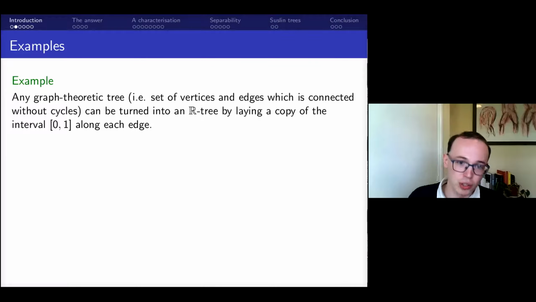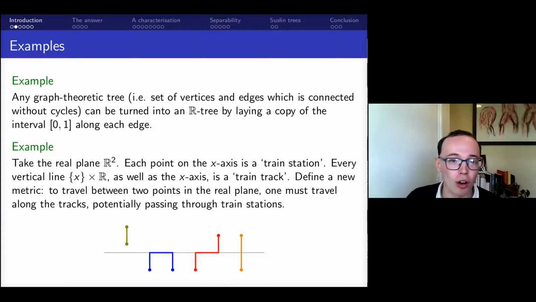Okay, but the class of R-trees is a lot more general than this, because we can allow every point to be branching, or we can allow any point to be branching, I should say. So this means that we can have branching points with arbitrarily small distance between them. So here's an example of an R-tree which cannot be viewed as the realization of a graph-theoretic tree.